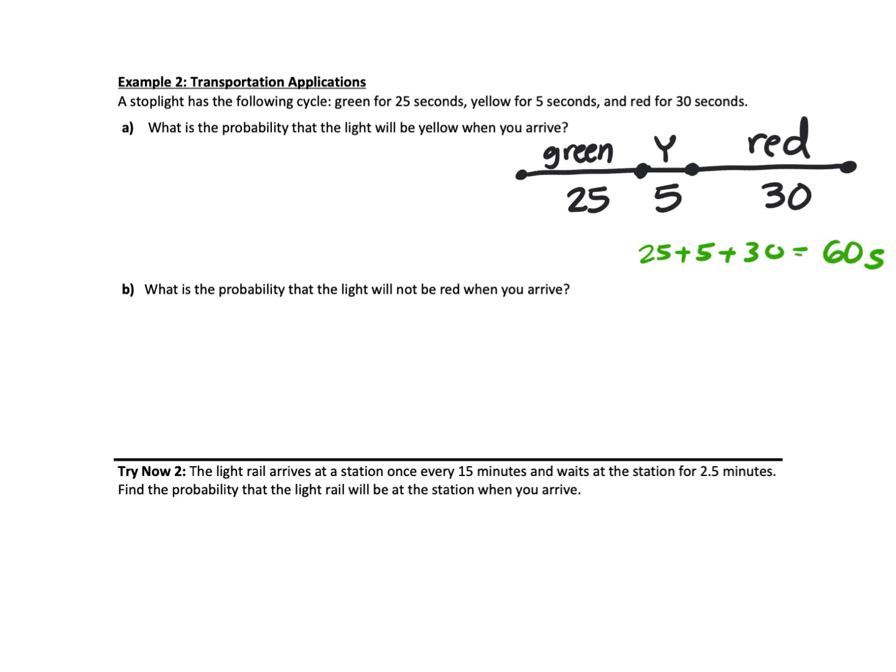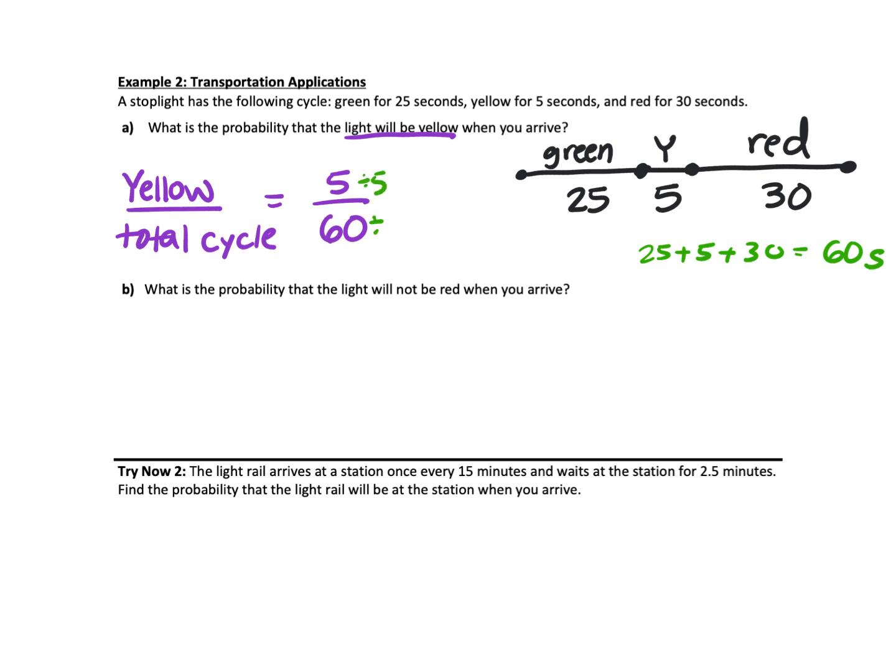So now we have everything we need to answer these questions. What's the probability that the light will be yellow when you arrive? To find the probability that the light is yellow, we need to take the length of yellow divided by the length of the total cycle. So the yellow is 5, the total cycle is 60. And then let's express that as a fraction, decimal, and percent. You can use your math fraction or N over D buttons to help you with the reducing. That's going to make 1/12.